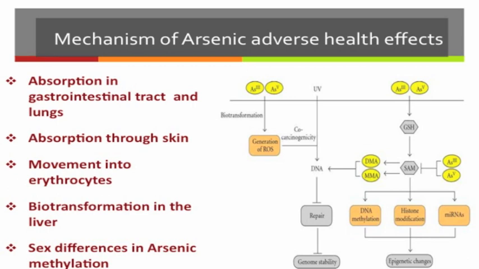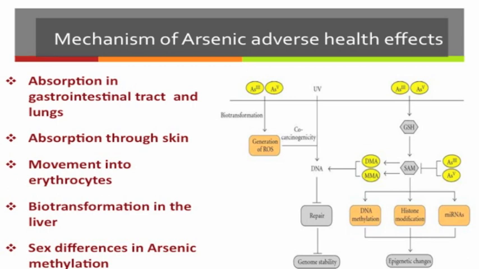After absorption through the gastrointestinal tract and lungs, arsenic moves into erythrocytes and is bound to the globin of hemoglobin. Arsenic is able to be transported to other parts of the body through the bloodstream and can be distributed to various tissues. The tissues with the highest concentration of sulfur groups, such as the skin, hair, and nails, will have the highest arsenic concentrations.